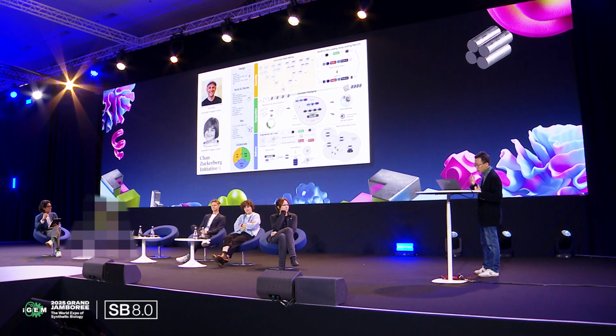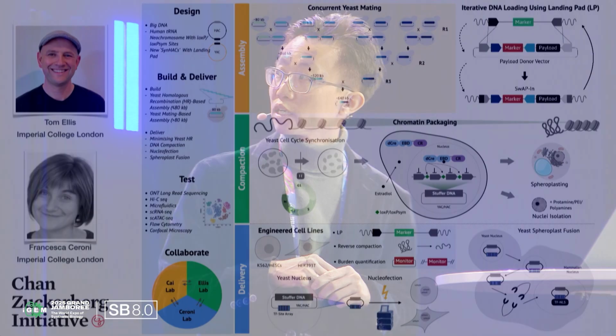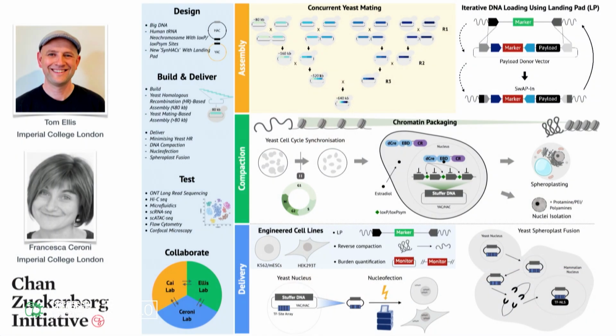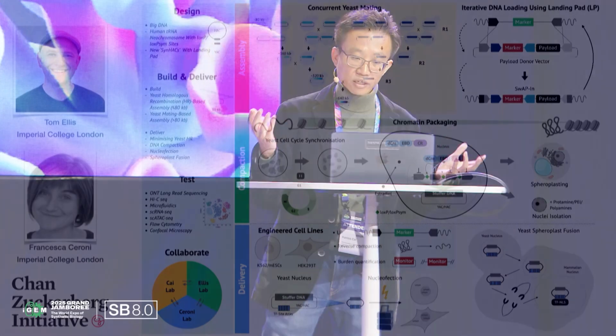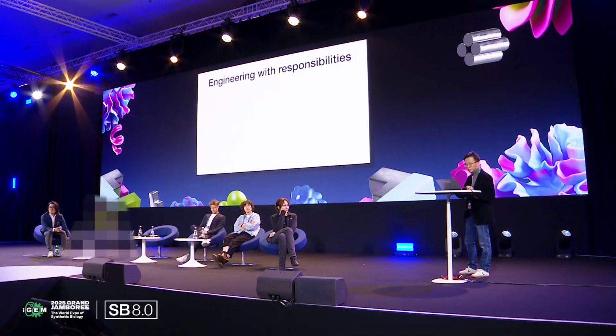And more recently, my group has been collaborating with Tom Ali's group and Francisca Trioni's group at Imperial, funded by Zuckerberg. The idea is, can we build a pipeline which really streamlines the production of synthetic chromosomes up to gigabase scale and test the phenotype and the stress induced to the cell? But we cannot just do this. We have to think about responsibilities, right? So I think over the last 2 days, you have been in these responsibility meetings.